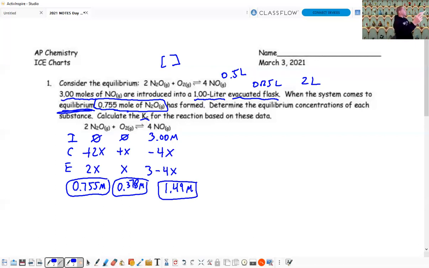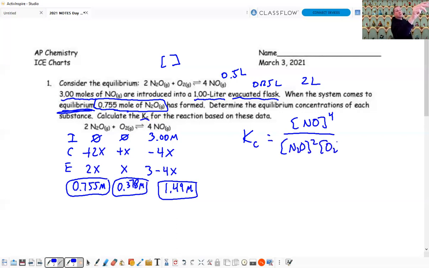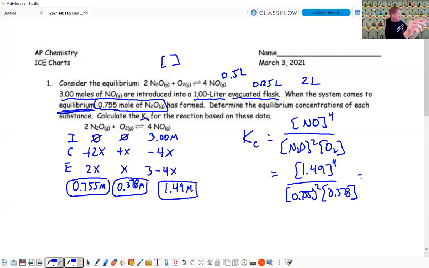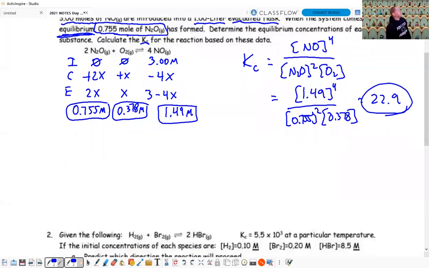All right, so now we have our equilibrium concentrations. Now the Kc expression, NO to the 4th. I would do this every time. Get in the habit of doing it. It always gets you a point. Equal, so now we know the numbers: 1.49 at equilibrium to the 4th, 0.755 squared, and 0.378. And that gives us a value of 22.9. Unitless. So no units on the value for K. Unusual for us to not have units.